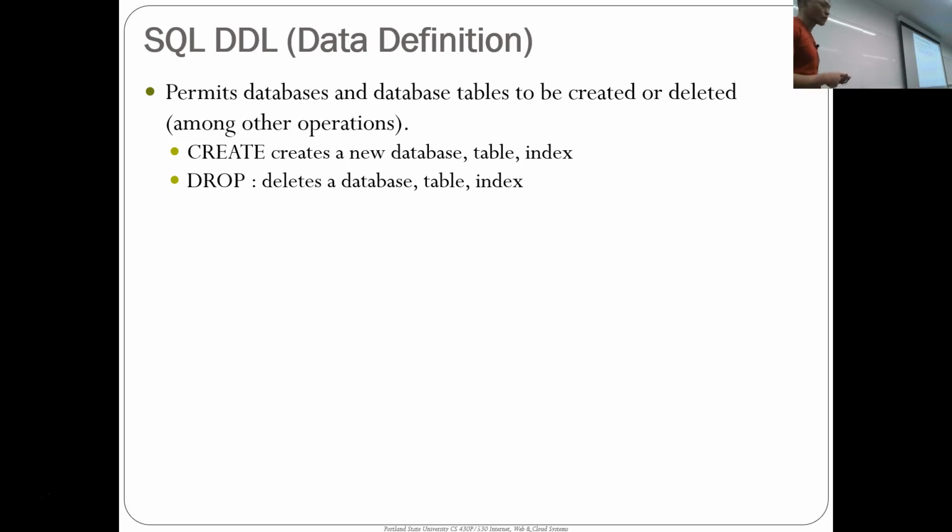The parts of the DDL we're going to talk about are the two for creating and dropping either a database, a table, or an index. So these are meta operations on your database itself, whereas the DML are operations within your database.